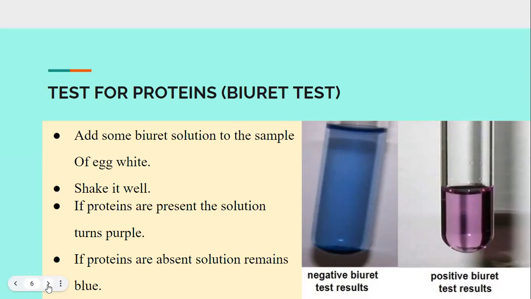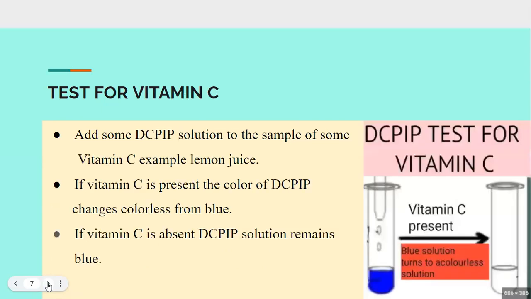Test for proteins, the biuret test. We take some egg white because egg white is rich in proteins, and add some biuret solution. Biuret solution is blue in color and you have to shake it well. If proteins are present, the color, as you can see here on the screen, turns purple. If proteins are absent, the color remains blue. So this is the test for proteins.